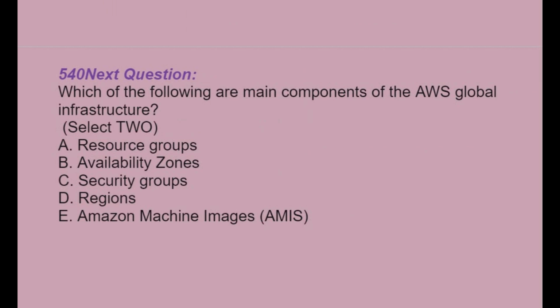Question is, which of the following are main components of the AWS global infrastructure? Select two options. Option A, resource groups. Option B, availability zones. Option C, security groups. Option D, regions. Option E, Amazon Machine Images, AMIs. Correct answer is option B and option E.